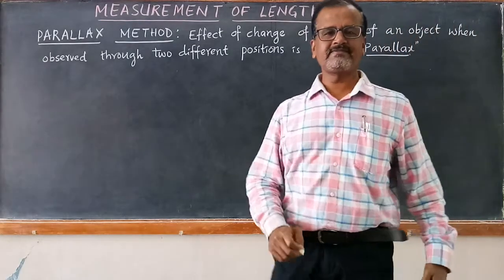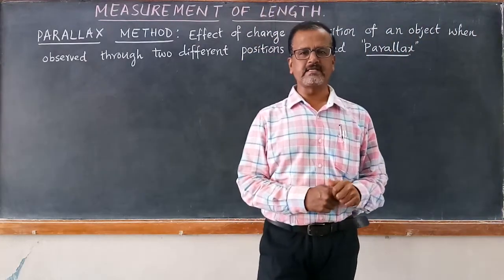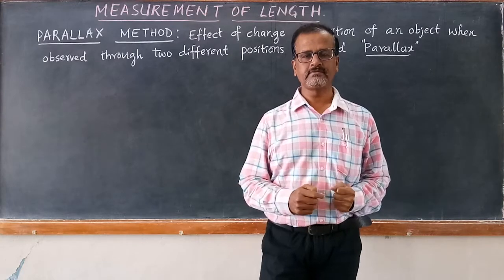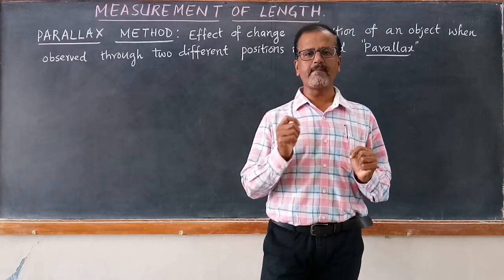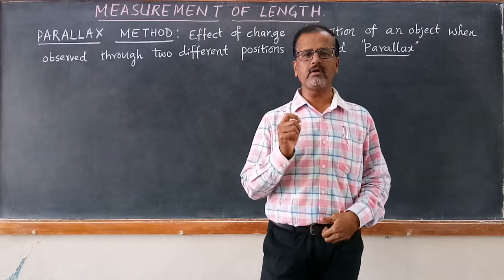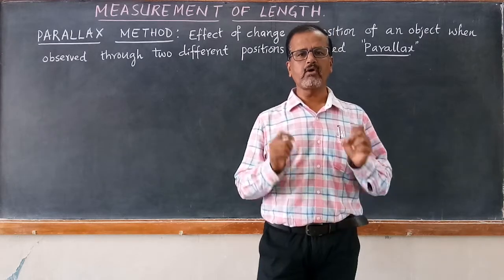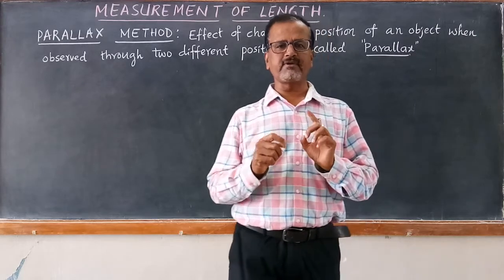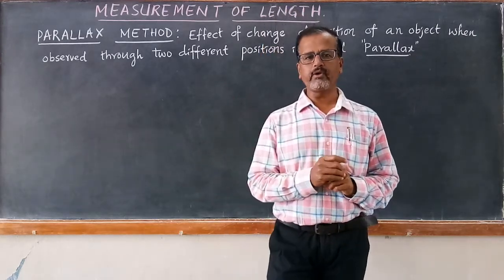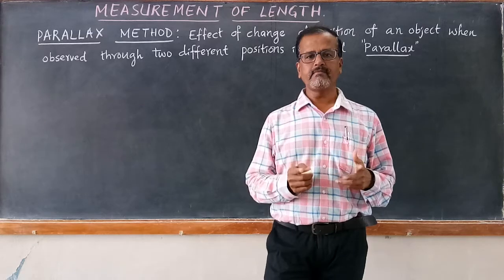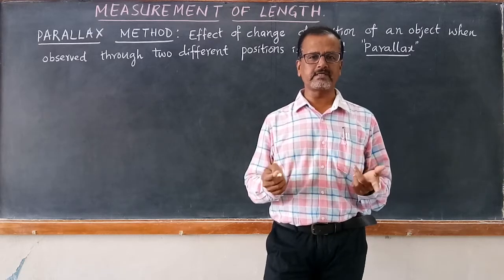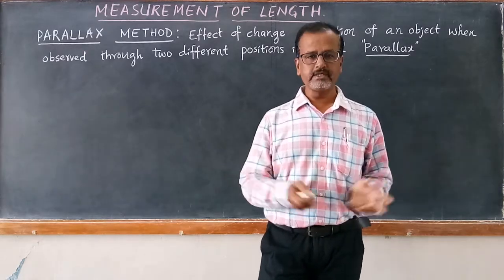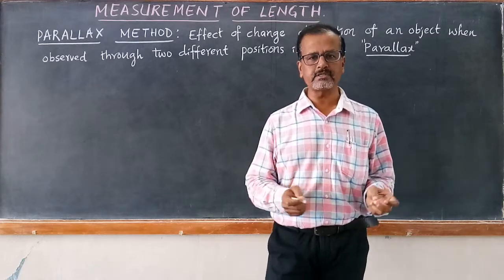Good morning, students. Yesterday we started discussing the measurement of length, and for small measurements, the measurement of tiny objects, we have direct methods. For measurement of large distances, we cannot use the direct method by using a scale or meter scale or any other instrument like vernier calipers, screw gauge, and so on.